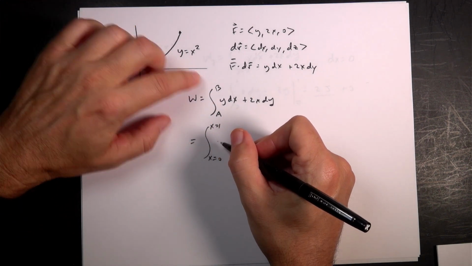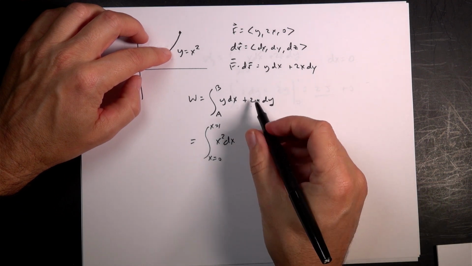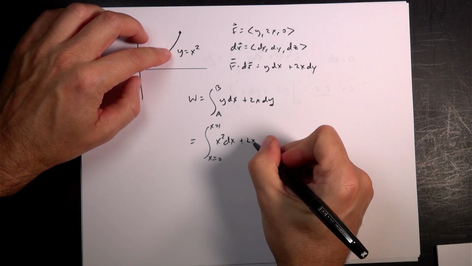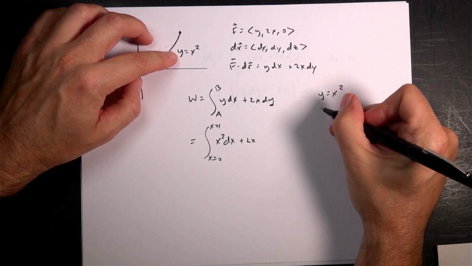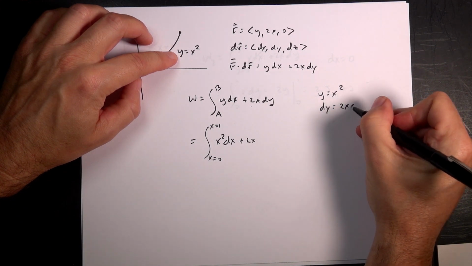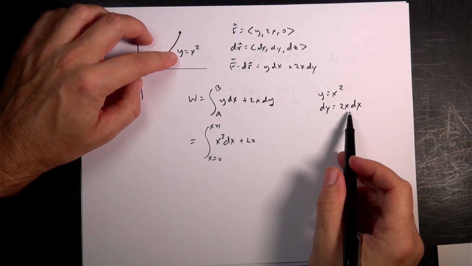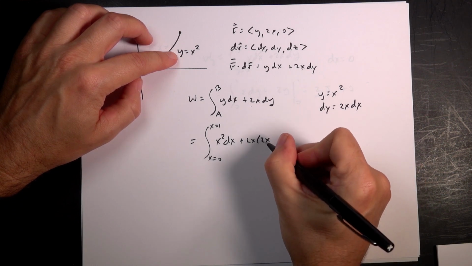And then instead of y, I'm going to put in x squared dx. And then right here I have plus 2x. But what's dy? Well, if y is equal to x squared, dy is going to be equal to the derivative of that, which is going to be 2x dx. So I actually have to put 2x dx in for that. So I get, let's say, 2x dx.